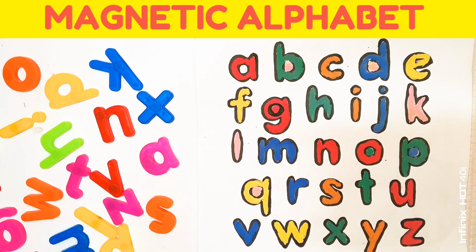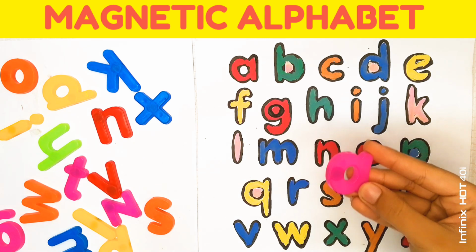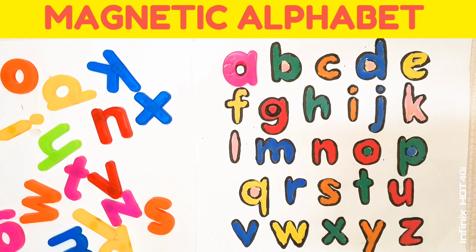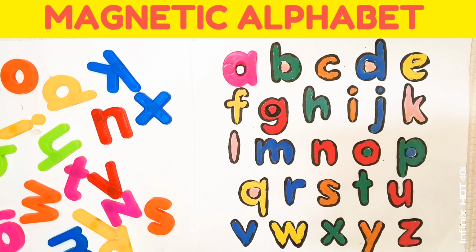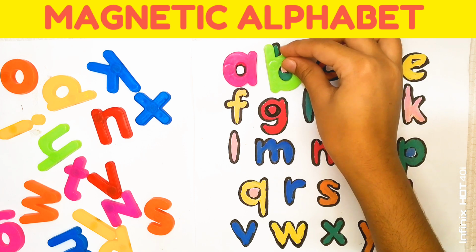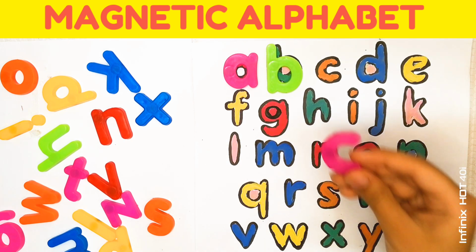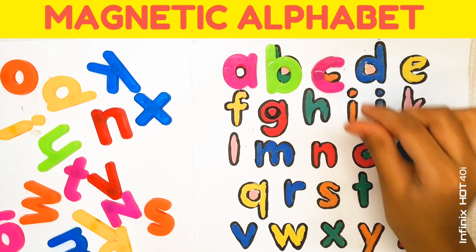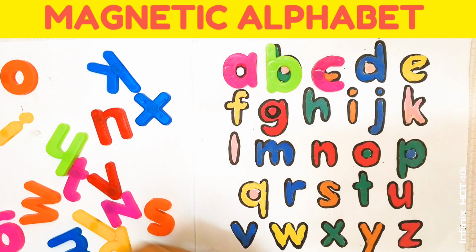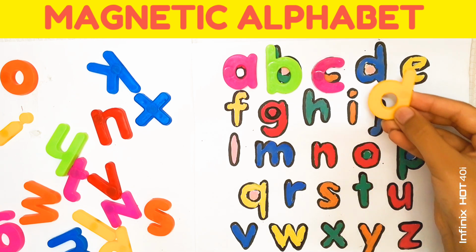Let's find the alphabet letters. Here is A. A for apple. The letter B. B for ball. The letter C. C for crocodile. Where is letter D? Here is D. D for diamond.